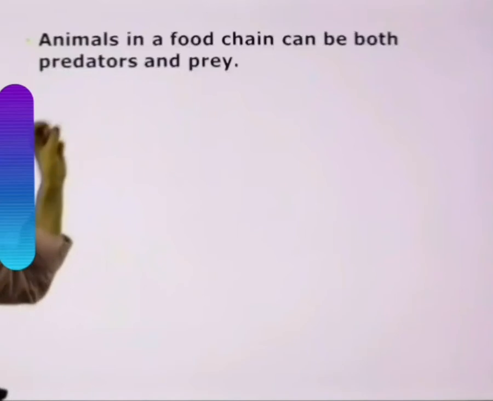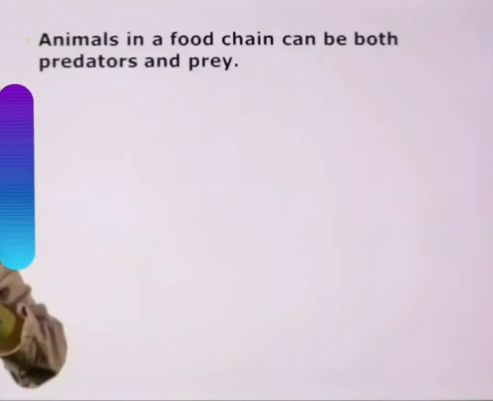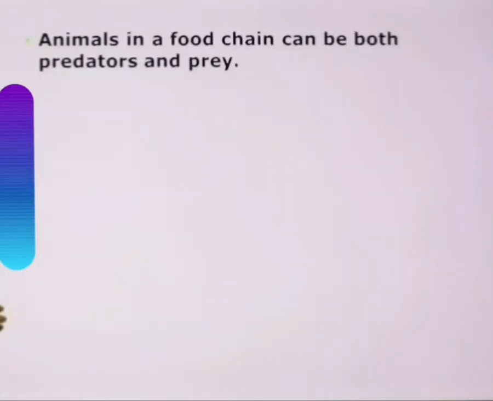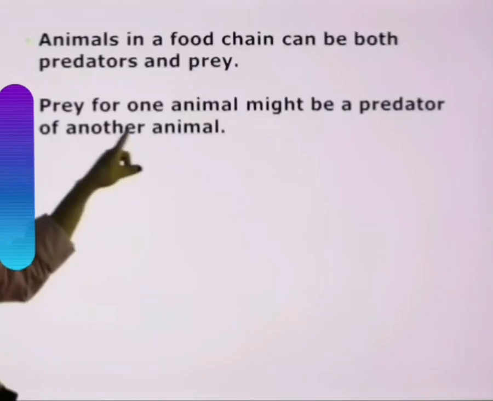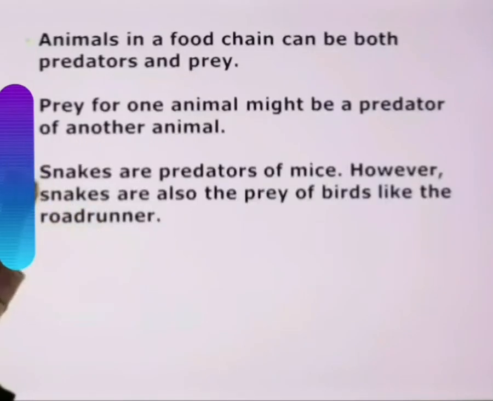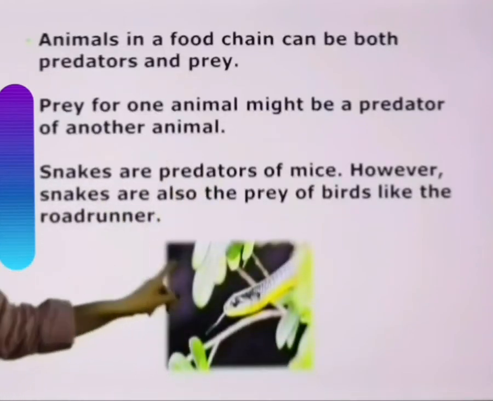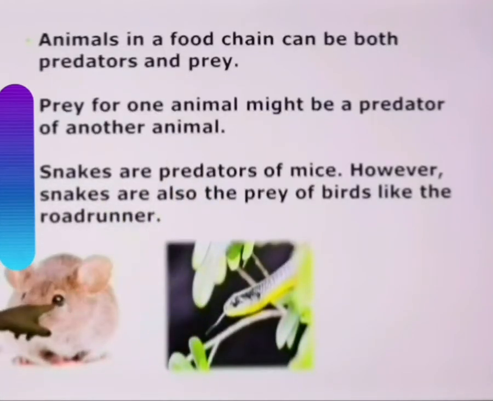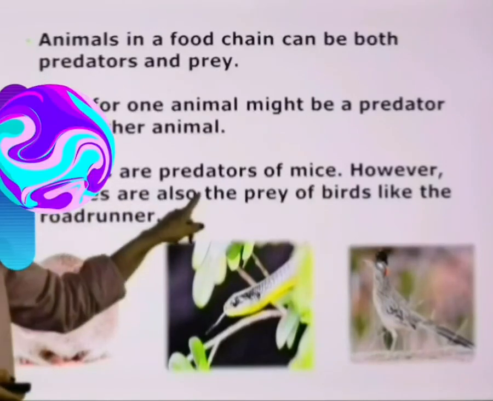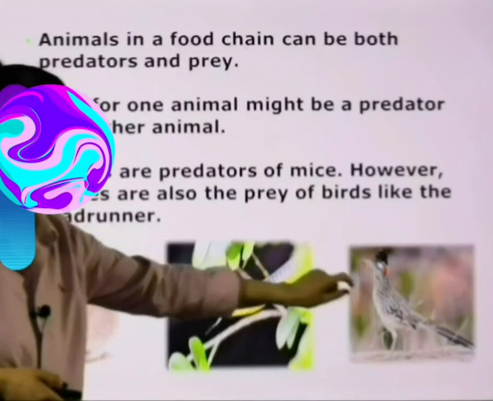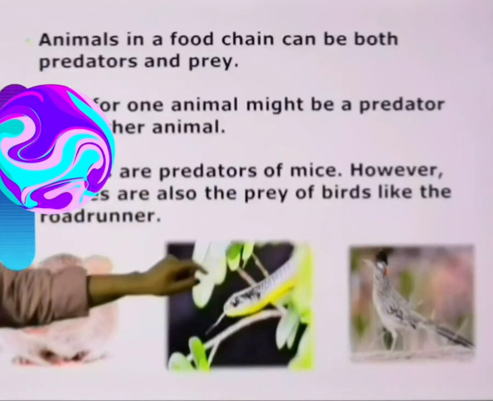Animals in the food chain can be both predators and prey. So the same animal could be one time a predator eating others, and another time itself could be prey. Let's take an example. Prey for one animal might be a predator for another animal. Snakes are predators of mice. They eat mice. But snakes are also prey of birds, like the roadrunner.